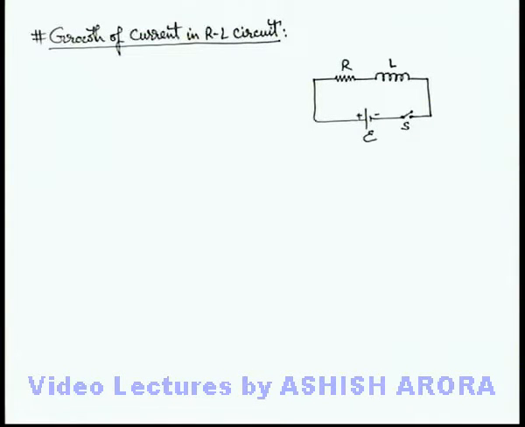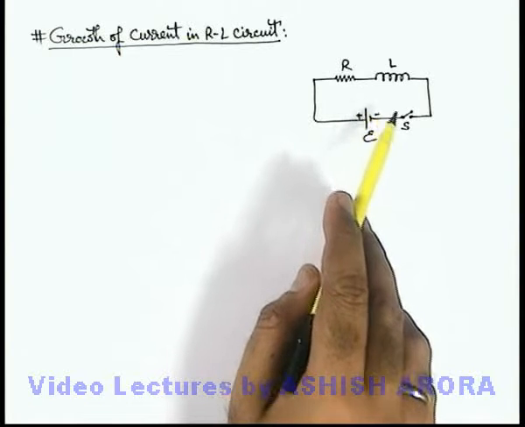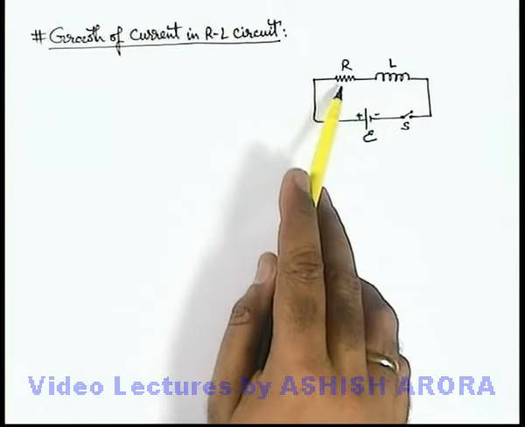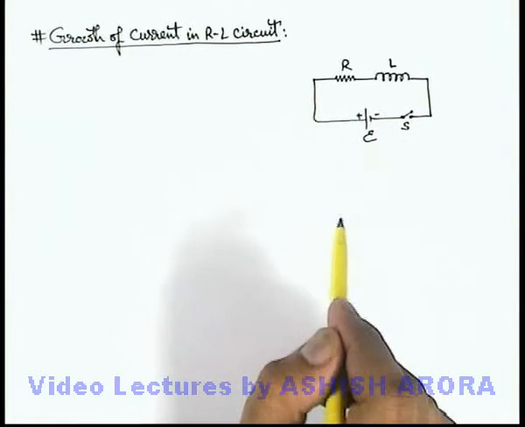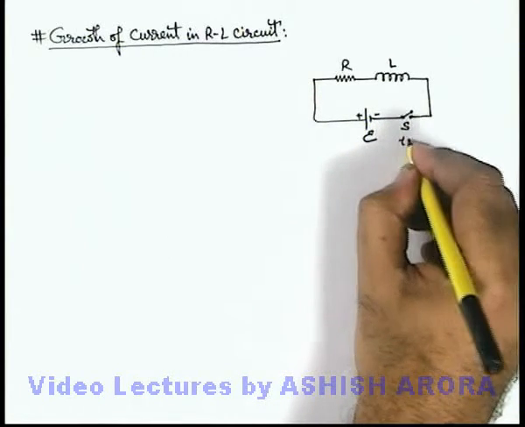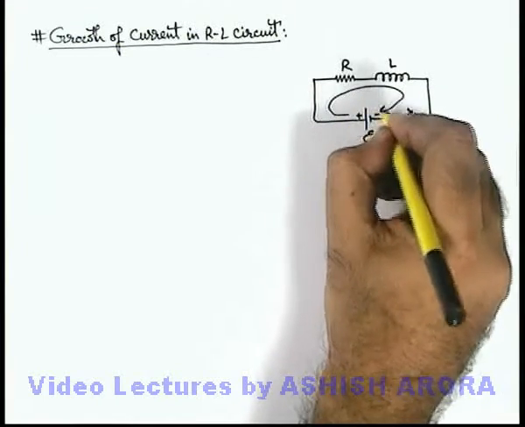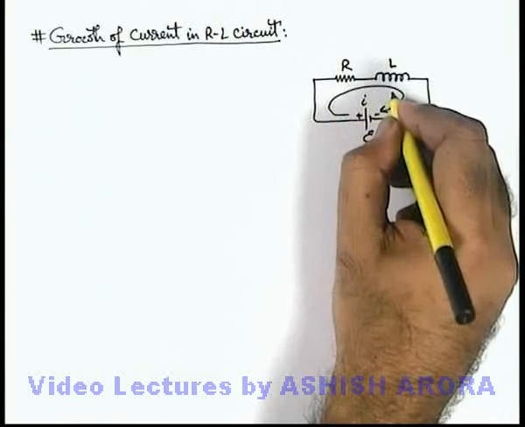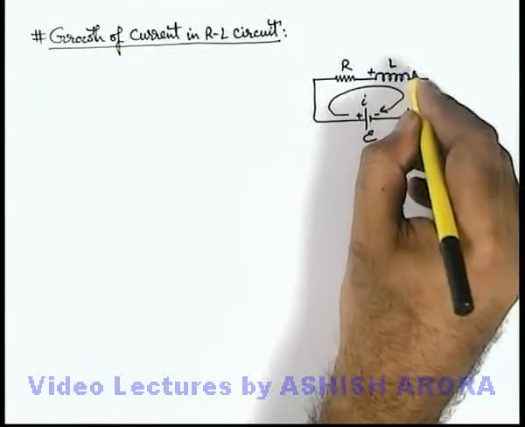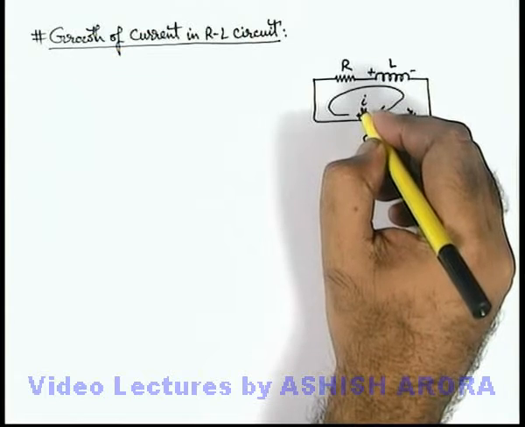Let us now discuss the growth of current in an RL circuit. This is a circuit in which a resistance is connected in series with an inductor across a battery along with a switch. Say at t equals 0 we close the switch, and the battery will supply a current I through the circuit. As I increases, an EMF is induced in it such that its polarity will oppose the increase in current.